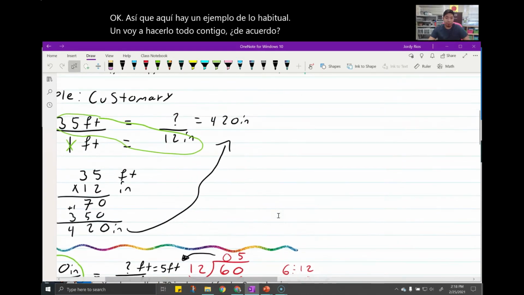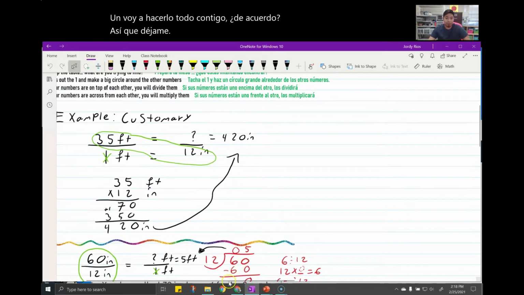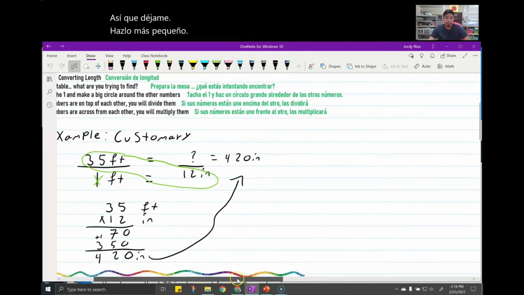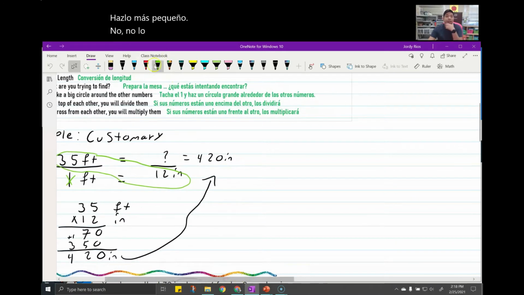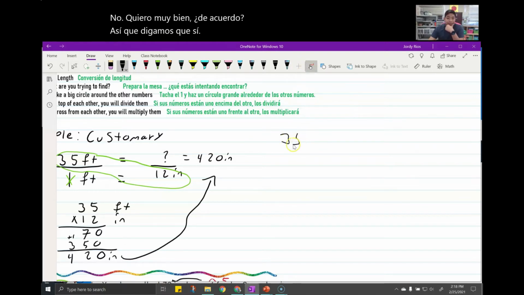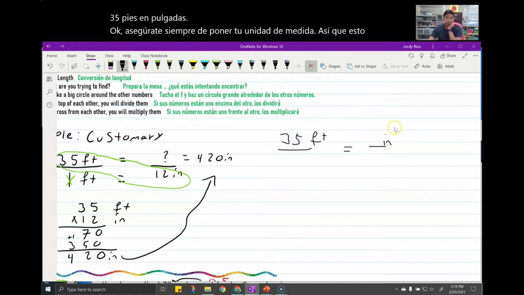So let me just make it smaller. No, that's not what I want. There we go. Okay. So let's say I have 35 feet, and I want to convert that into inches. Okay, always make sure you put your unit of measurement. So this is 35 feet into inches, okay?